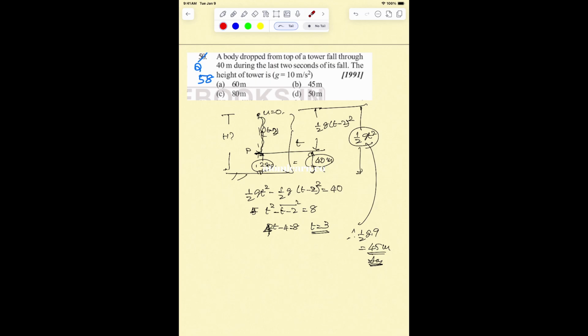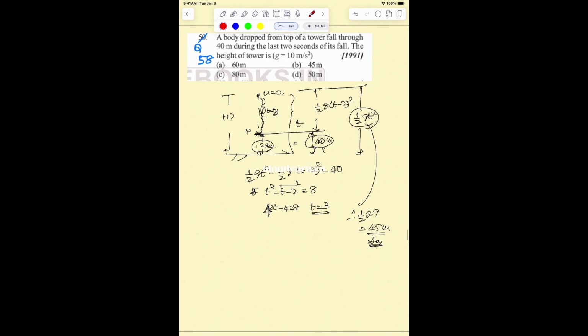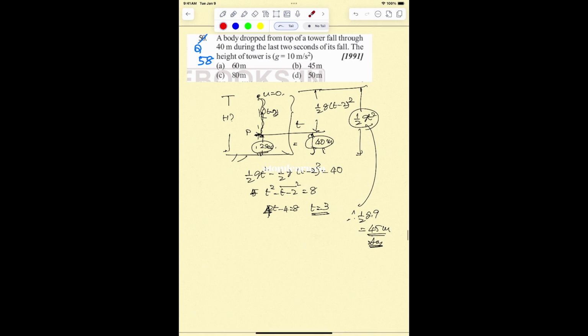Now this is the step-by-step way in which we have to solve it. There is another approach which I want to teach you, because it will be quite interesting. This particular method you can do totally mentally. Now look at it this way. During the last 2 seconds, what is the distance covered? 40 meters. Therefore, what is the average velocity during these last 2 seconds?